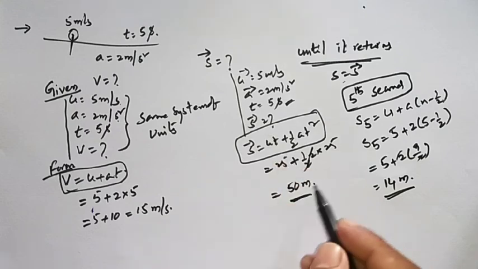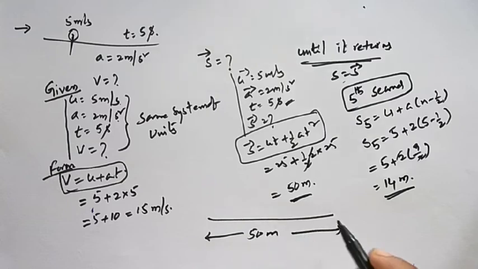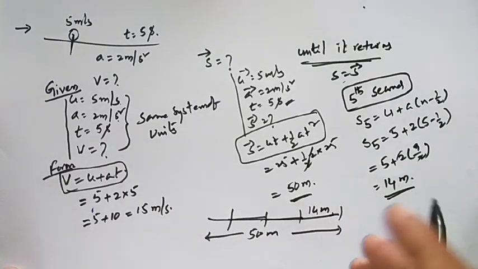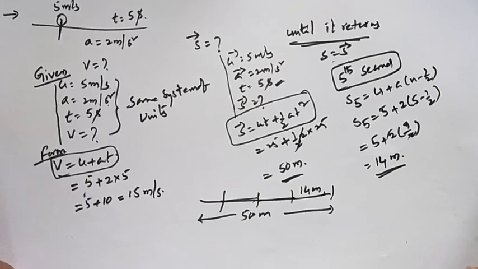You see the difference? In 5 seconds it travels 50 meters. But in the 5th second it travels how much distance? 14 meters. Understood? Similarly, we can calculate in the 4th second how much distance it has traveled, in the 3rd second how much distance it has traveled. Now whatever you want you can calculate. Understood, everyone? Very good.